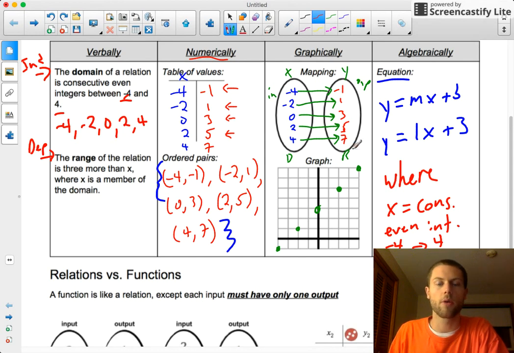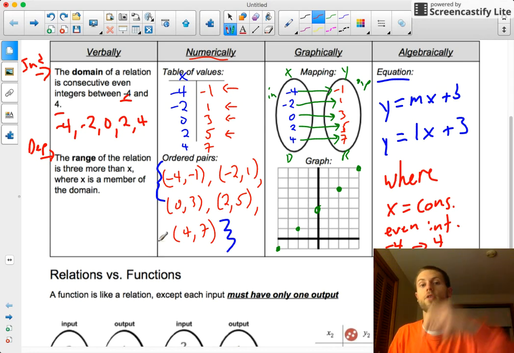So we're going to take a quick pause here, and I'm going to start up in the next video some more examples of what a function would be to build on top of relations.